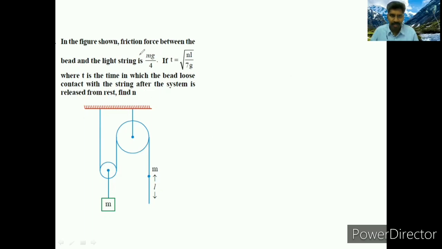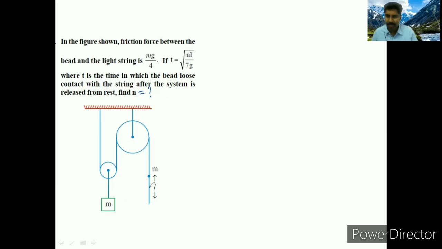In the figure, the friction force between the bead and the light string is mg by 4. This is a bead. If T is equal to root of NL by 7g, where T is the time in which the bead loses contact with the string after the system is released from rest, find the N value. See here, this string is moving in the upward direction, then this bead is released and comes outside. So we need to calculate the N value.